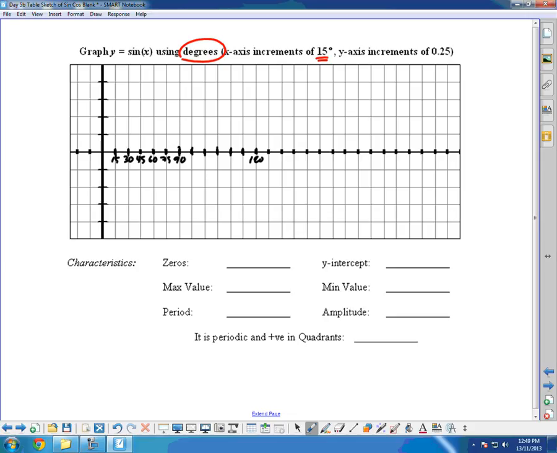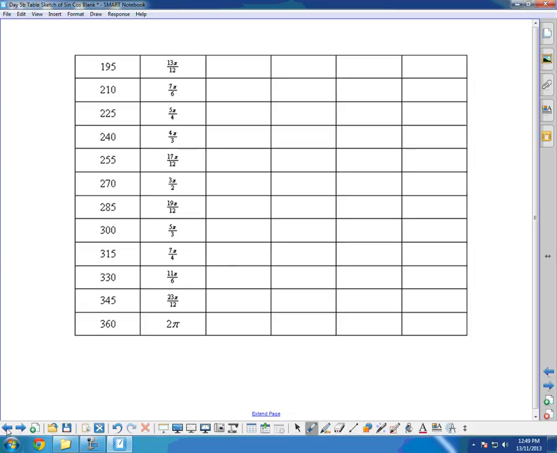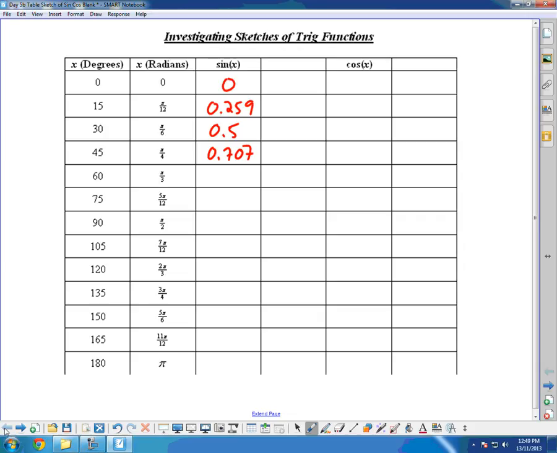Notice that the y-axis is in increments of 0.25. So this is 0.25. This one is an important one at 0.5. This one at 0.75. And then, of course, all the way up to 1. Same in the negative direction. Once you have this appropriately labeled, you're going to go back to your chart and sketch all these.